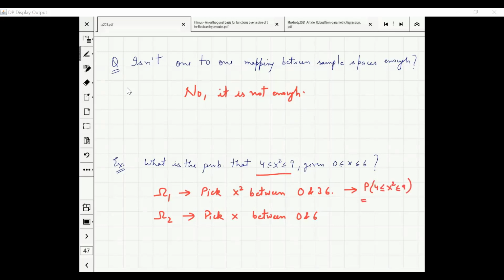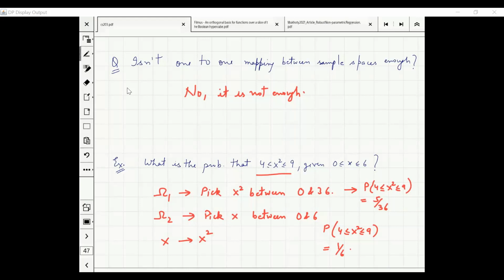5/36. Right. Again, I have assumed a uniform distribution. When not mentioned, I will assume uniform. I'm picking uniformly between 0 and 36. What about this? What will be the probability now? 1/6. And the answer comes out to be different. But obviously, when you pick an x, you're in some sense picking an x square. So there is a one-to-one relationship between omega 1 and omega 2. This is the thing which you should be careful about.